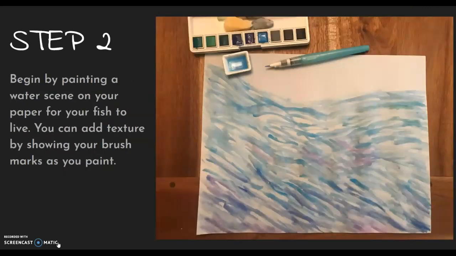So step two, getting started. First, let's take our paper and let's get our watercolors wet and let's begin to create a water background because we're going to be creating fish to put on top of this water. You can actually show brush strokes like I did to represent texture. This would be implied texture.